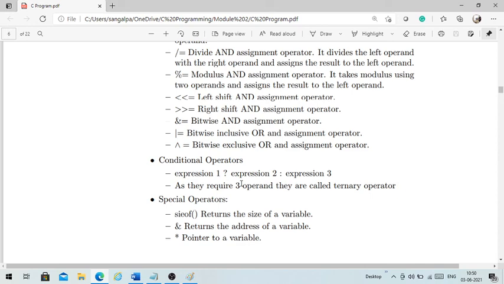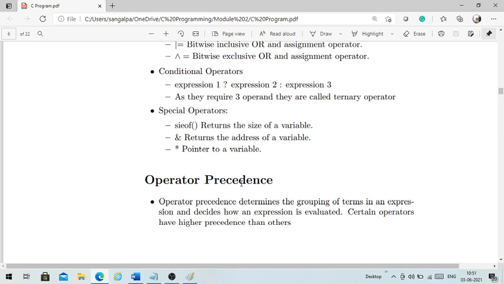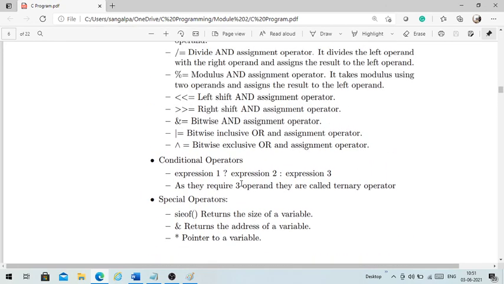Then other operators are also there. The sizeof operator will return the size of a variable. If I want to check the size of an integer variable, I can use the sizeof operator. You will see that. Then the ampersand is used to return the address of a variable. We have been using that in the case of scanf. Star is a pointer to a variable. So these are the other operators.